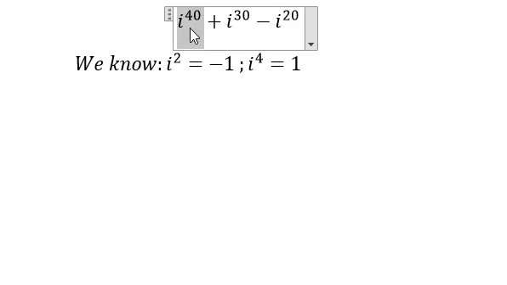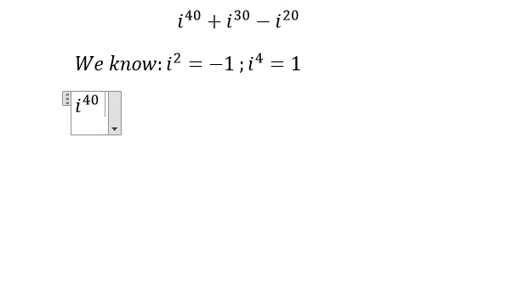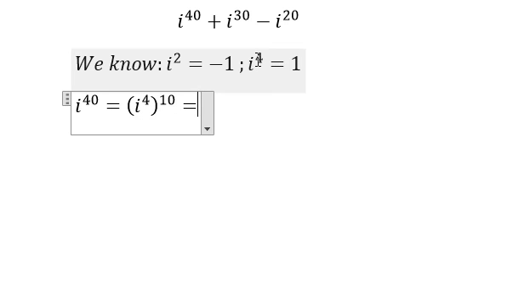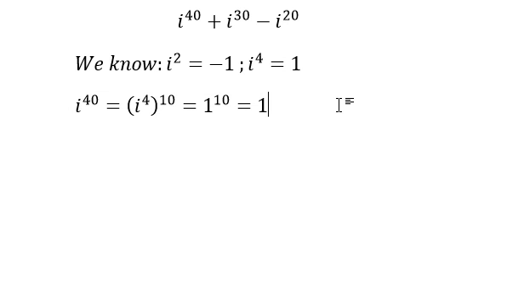We have i^40, which is i^4 with power 10 outside. So we have i^4 equal to 1, so we put 1^10, which is 1.